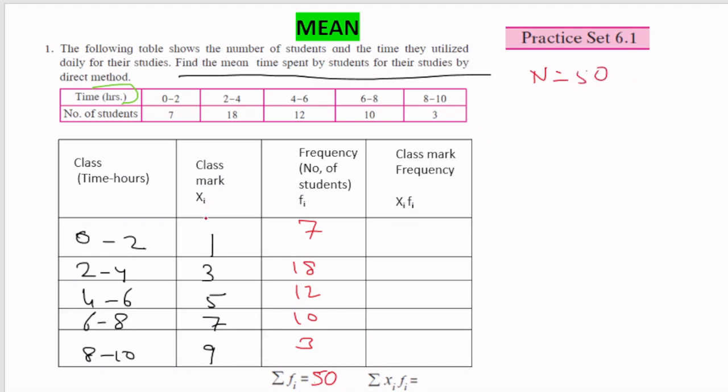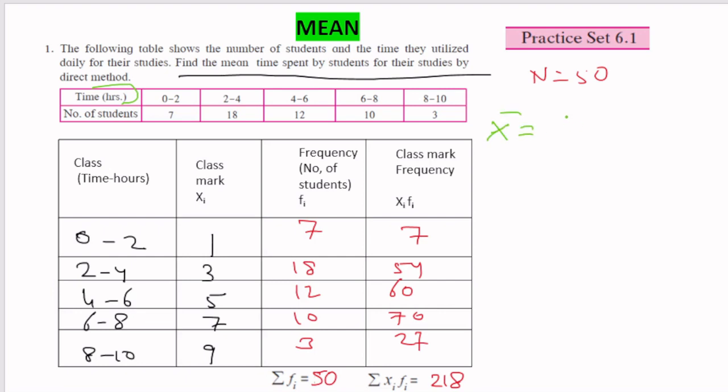Perfect. Now you need to multiply xi into fi to get xi fi. So 7 into 1 is 7, 18 into 3 is 54, this is 60, this is 70, this is 27. Now add all these values. After adding, you will get 218.